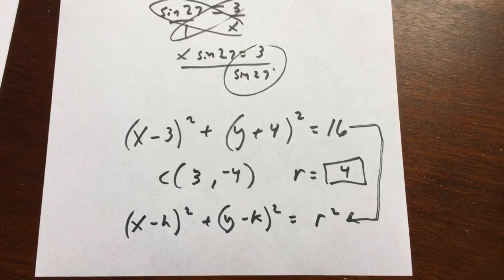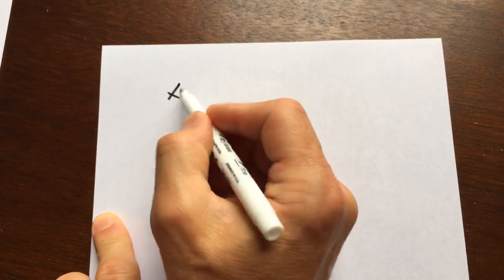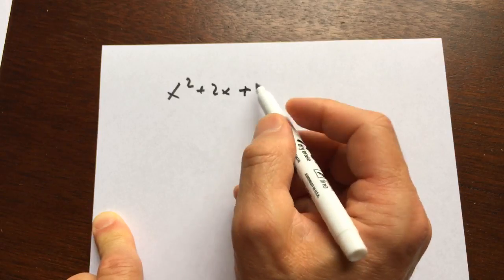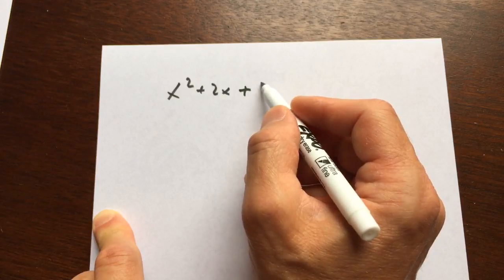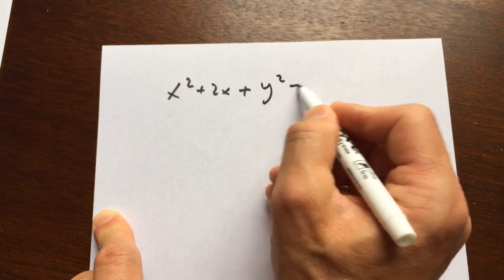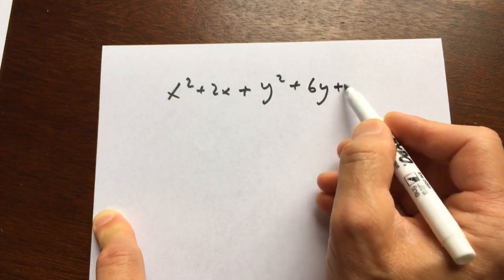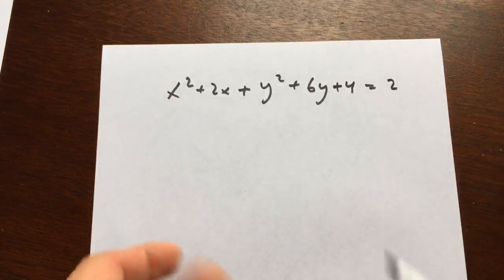But as far as completing the square, that's an important skill. It's definitely something you want to understand. Sometimes they'll give you an equation that looks something like this. Say, for example, x squared plus 2x, plus y squared plus 6y plus 4 equals 2. I'm just making something up.